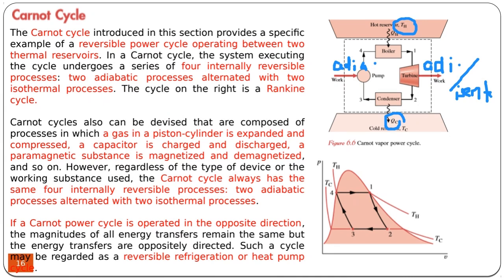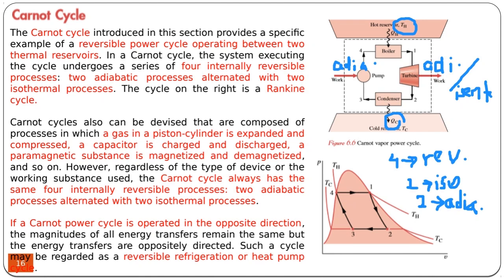So as a result of this, we have four reversible processes in a Carnot cycle. Two of them are isothermal, and the other two are adiabatic. Adiabatic means that there is no heat exchange with the surroundings.